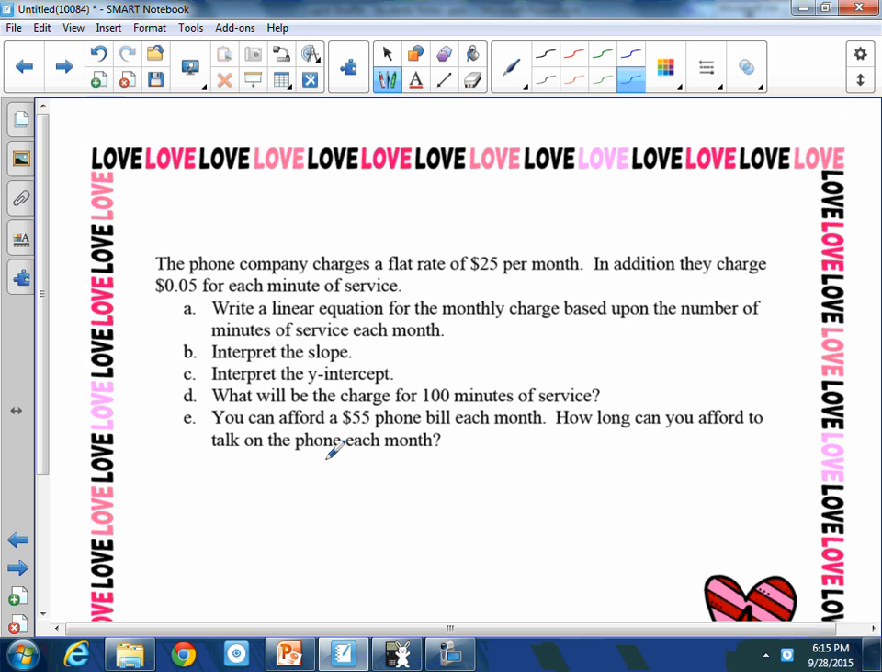The phone company charges a flat rate of $25 per month. In addition, they charge 5 cents for each minute of service. Okay, so let's write down an equation. It's 25 plus 0.05x, where x is the number of minutes, y is the total cost, my bill. To interpret the slope, it is 0.05. What does it mean? How much they're charging? Charge per minute talked.